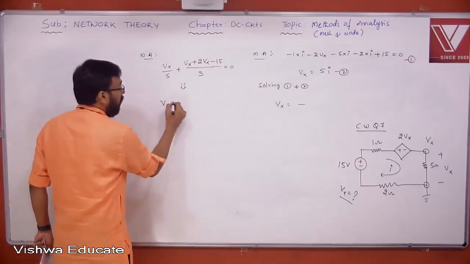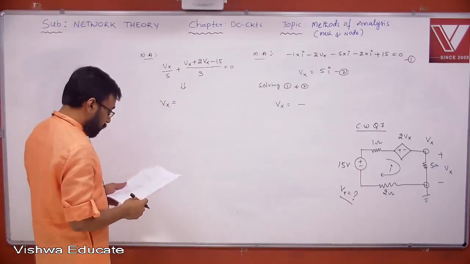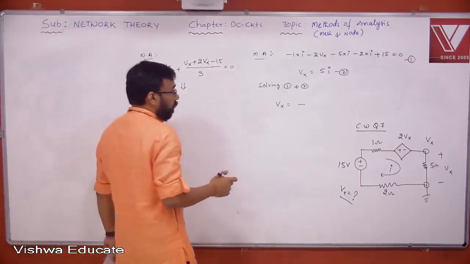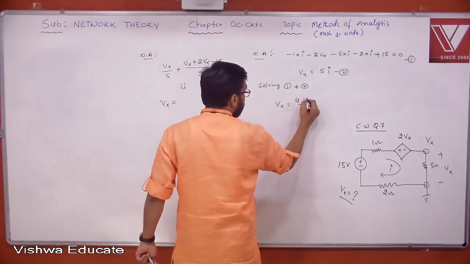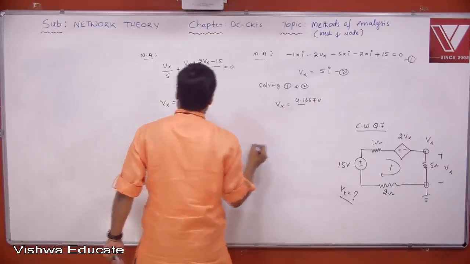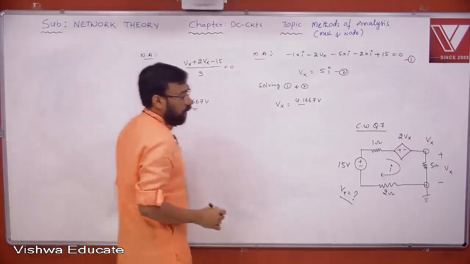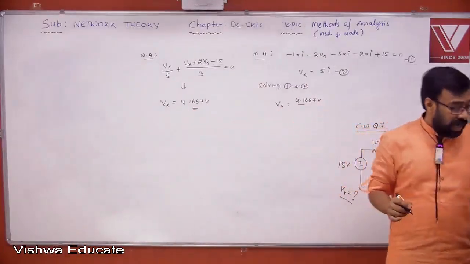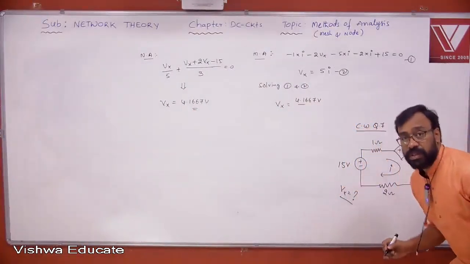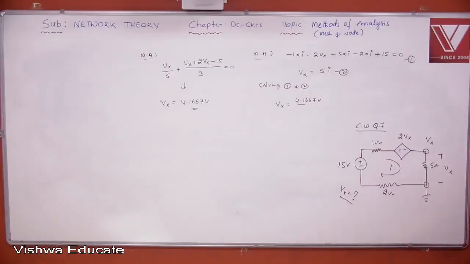So you need to find the Vx value here, and I can give you the answer directly: 4.1667 volt, and here also 4.1667 volt. This is the answer you are going to get. So please note this down. What is the conclusion? In dependent source problems, there is a possibility for extra equations requirement. Understand?